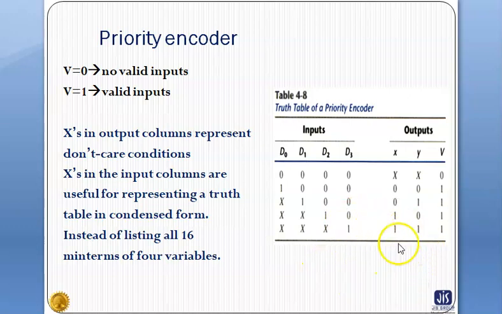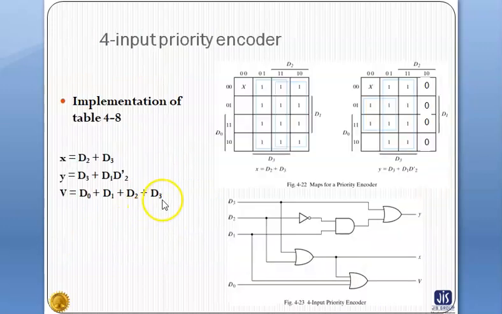So now we have to implement, or deduce, the output expressions for X, Y and V. Now it can be clearly seen that the condition for the valid bit is 1: at least any one of the inputs should be high as per the previous truth table. Therefore, V is equal to D0 or D1 or D2 or D3.